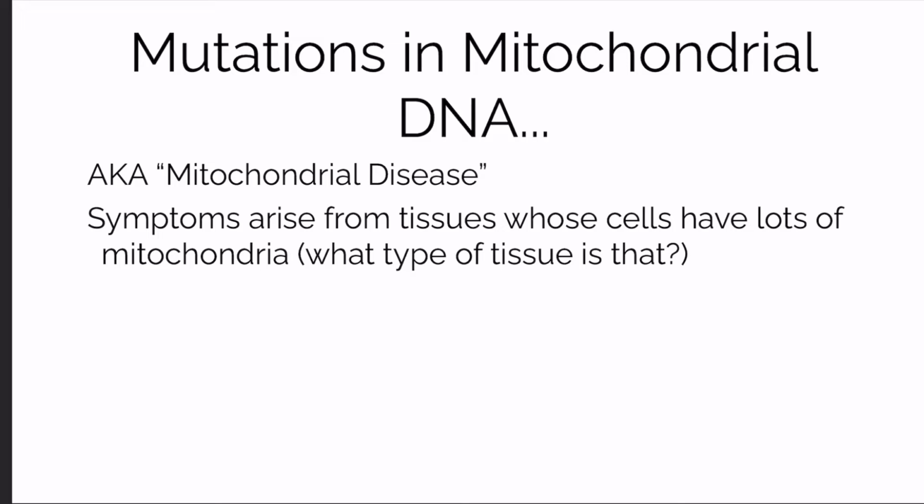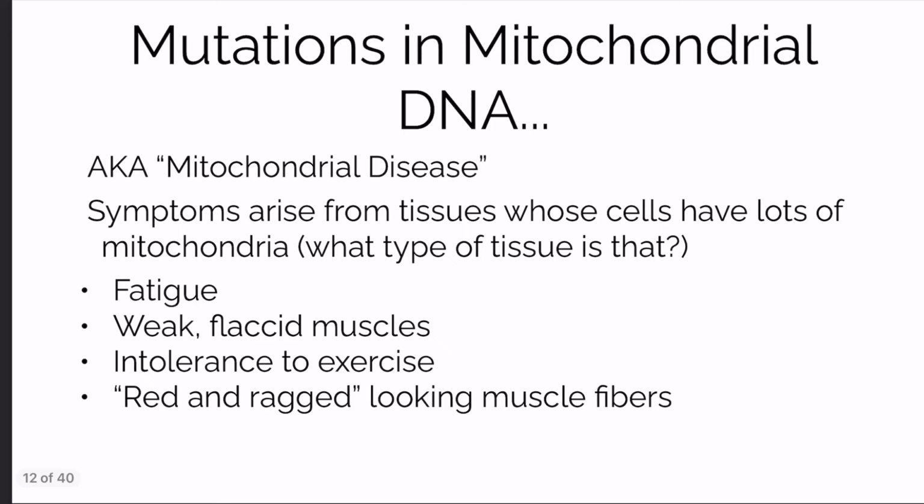They're going to impact tissues that have a lot of mitochondria. So tissues that are going to produce a lot of ATP. And maybe you can guess that that would be muscle. And so a lot of muscle degenerative disorders have to do with mitochondrial DNA. So some symptoms can be fatigue, flaccid muscles, intolerance to exercise, or ragged looking muscle fibers.